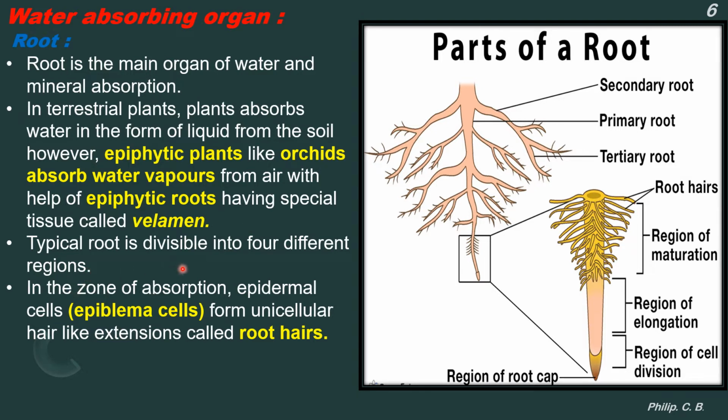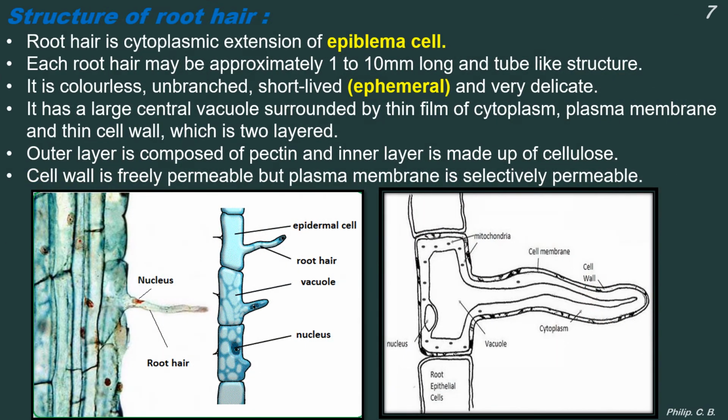A typical root is divisible into 4 different regions. So this part, which is divisible into 4 different regions, includes the zone of absorption, where epidermal cells or epiblema cells form unicellular hair-like extensions called root hairs. So here we can see the different divisions, which are visible parts of the roots.